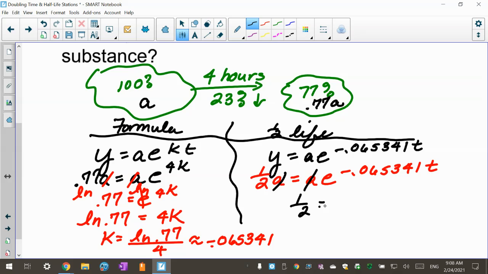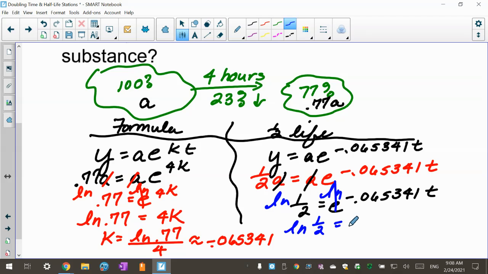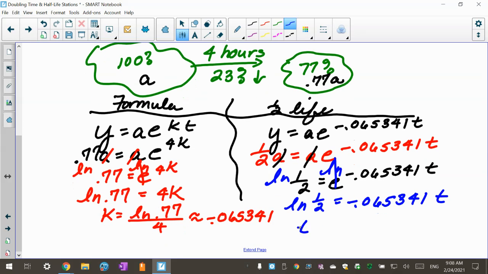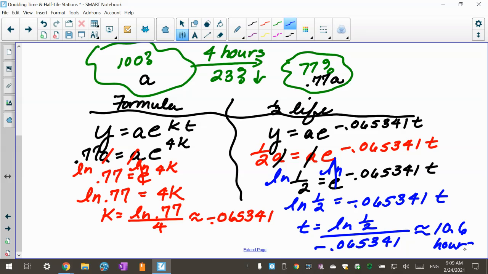A half equals e to the negative 0.065341t. Natural log both sides to solve for t. The natural log of a half equals negative 0.065341t. Now divide by that. I have t equals the natural log of 1/2 divided by negative 0.065341. And when I do, t comes out to be roughly 10.6 hours. That's the half-life.